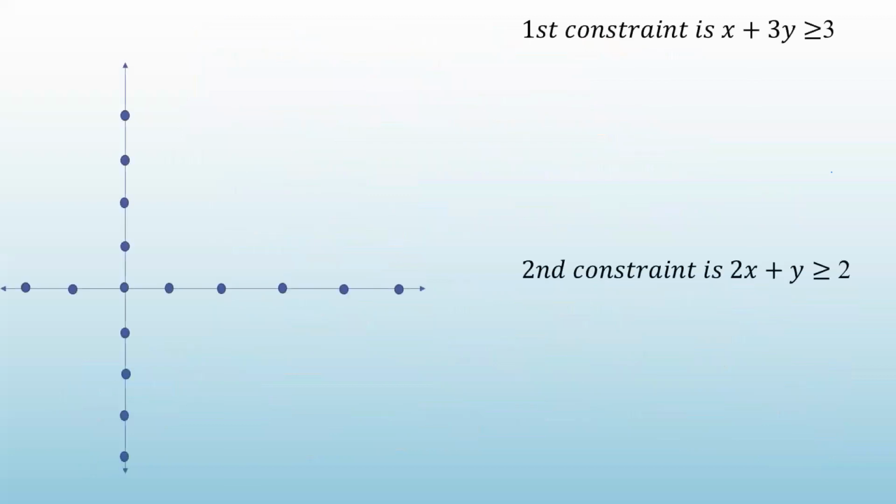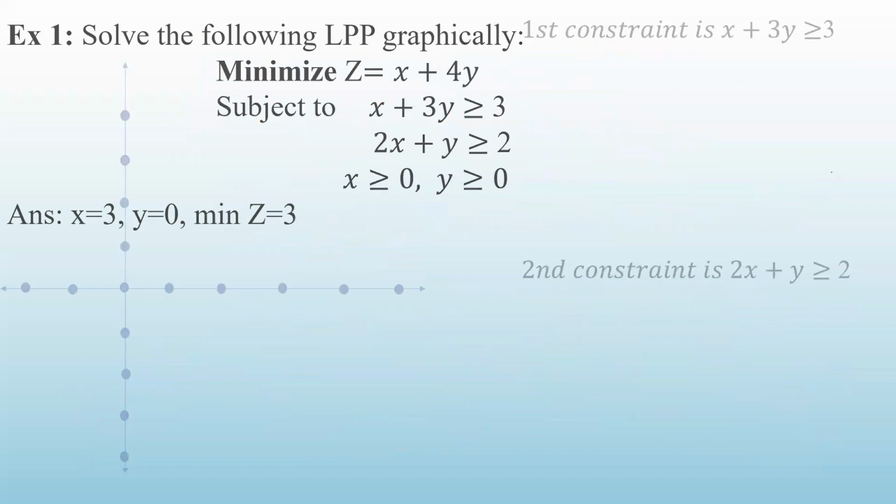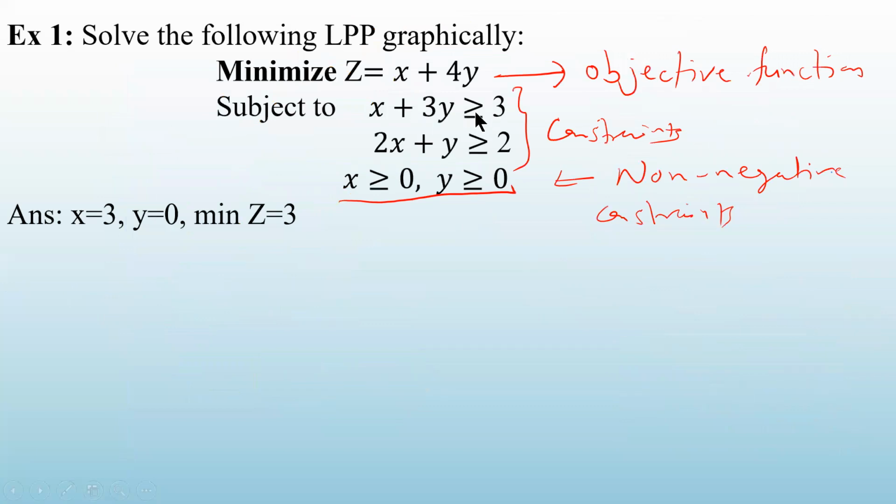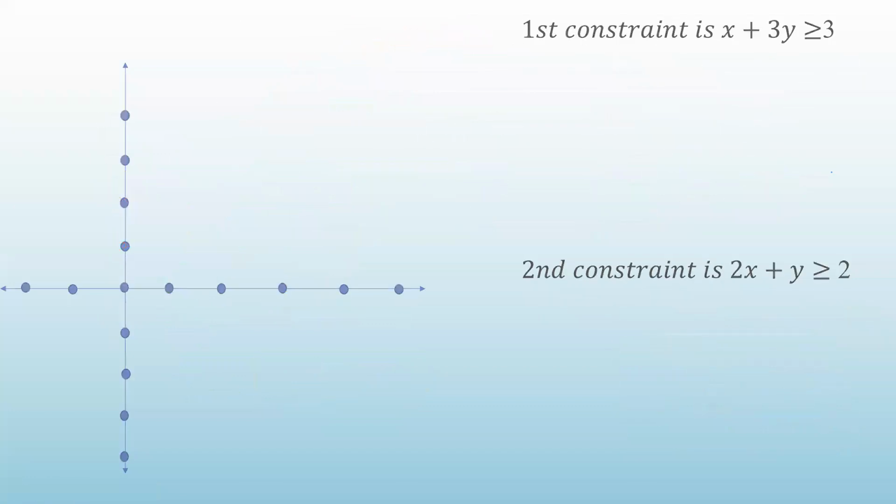You must have noticed one thing: in the minimization problem, the feasible region is unbounded. See, here there is no boundary. It is going up to infinity. Whereas in the maximization problem we solved last time, you were getting a closed region. Why? Because the constraints were not greater than or equal, they were less than or equal. That's the thing. Okay. So I hope you have understood this.